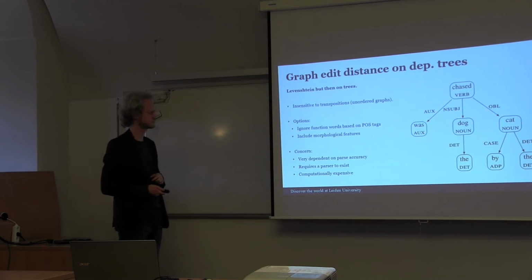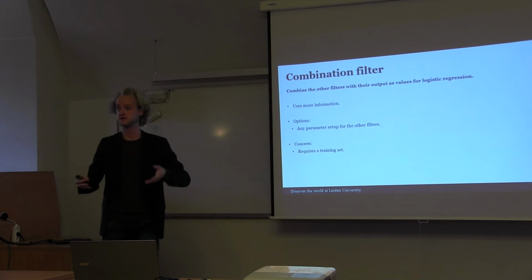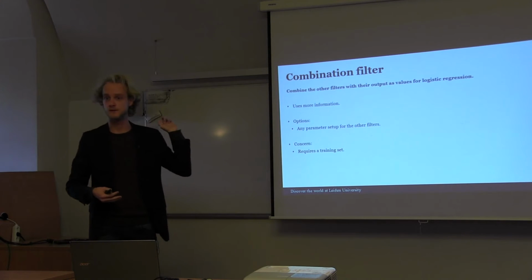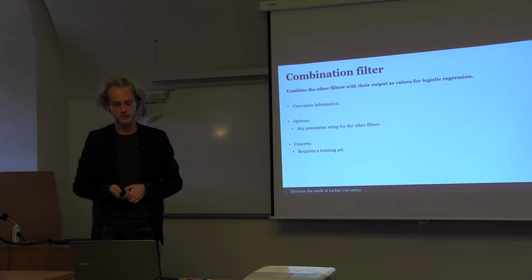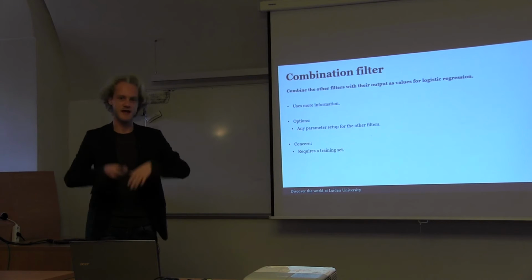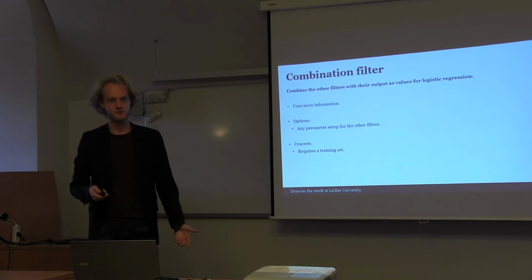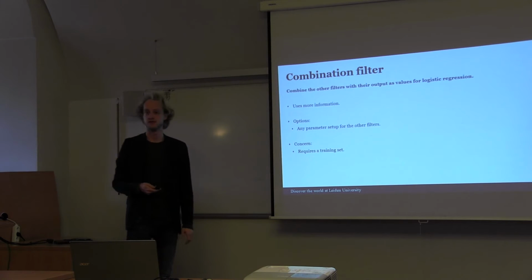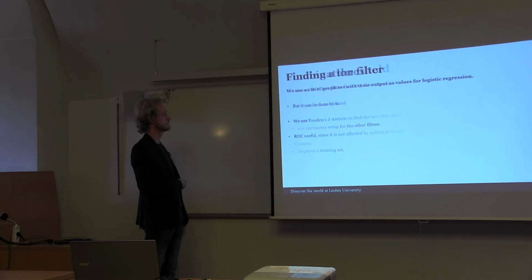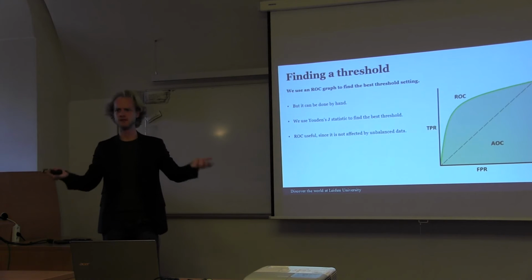And then we looked at the combination filter where we took the values of the outputs of the previous filters as inputs for a logistic regression model. And the options were just any combination of options of the other filters, right? It has one drawback. It really does need a training set, which isn't always there. Okay. But then how do we find a threshold? Because we now get values.